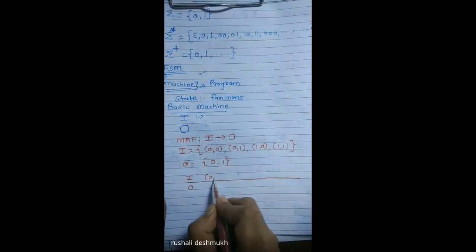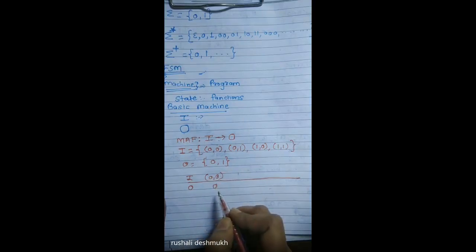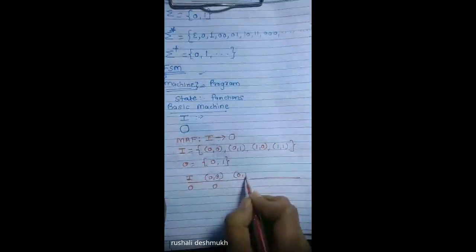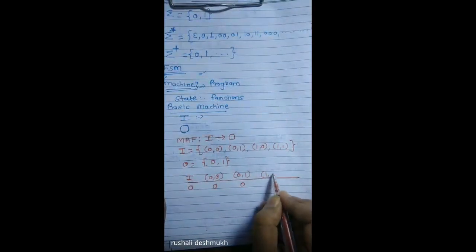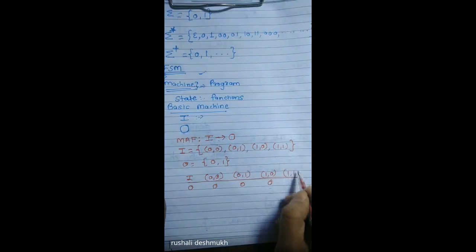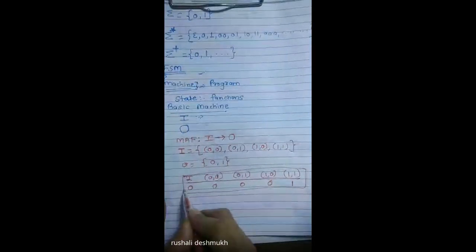So if I give the input as 0, 0, what is the output generated? 0. If I give the input as 0, 1, what is the output generated? 0. If I give the input as 1, 0, the output generated is 0. If I give the input as 1, 1, the output generated is 1. So this is the machine function for the AND gate.